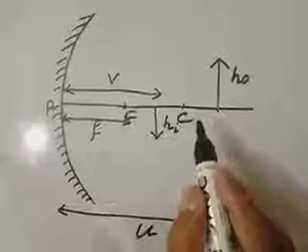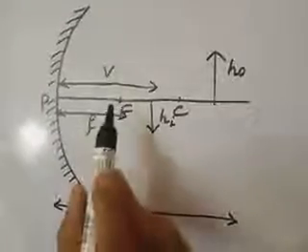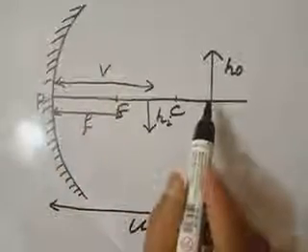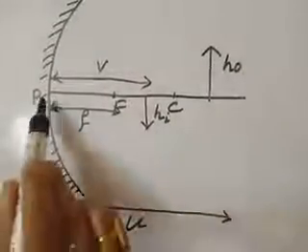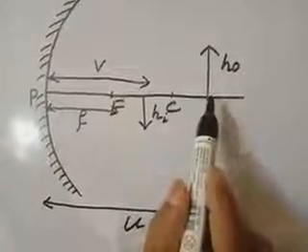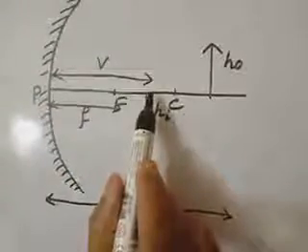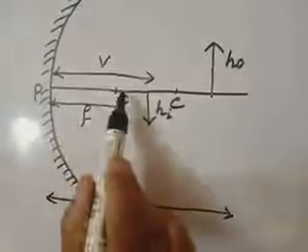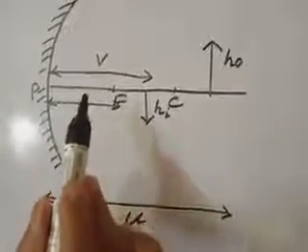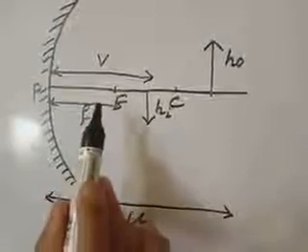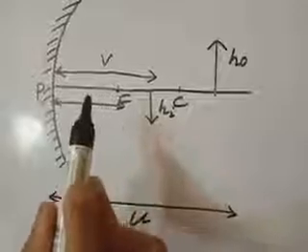First point: all distances should be measured from the pole. When you measure the object distance, it is from the pole. When you measure the image distance, from the pole. When you measure the focal length, from the pole. So the first point is that all distances should be measured from the pole. Second point: distance measured in the same direction as the incident ray is taken to be positive.